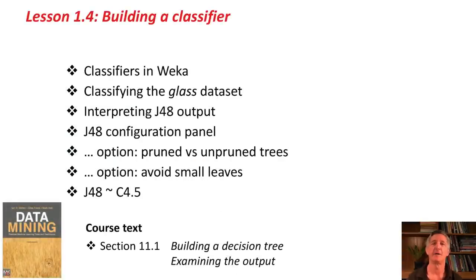So we've talked about classifiers in Weka. I've showed you where you find the classifiers. We classified the glass data set. We looked at how to interpret the output from J48, in particular the confusion matrix. We looked at the configuration panel for J48. We looked at a couple of options, pruned versus unpruned trees, and the option to avoid small leaves. And I told you how J48 really corresponds to the machine learning system that most people know as C4.5. C4.5 and C4.8 were really pretty similar. So we just talk about J48 as though it's synonymous with C4.5. You can read about this in the book, section 11.1, about building a decision tree and examining the output.